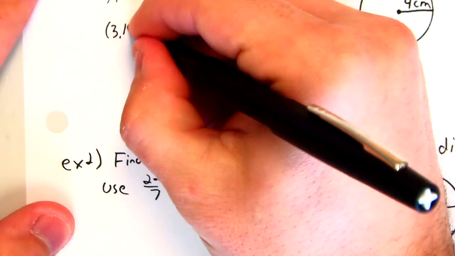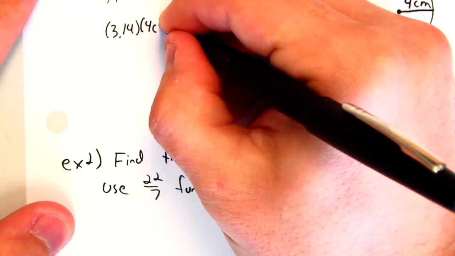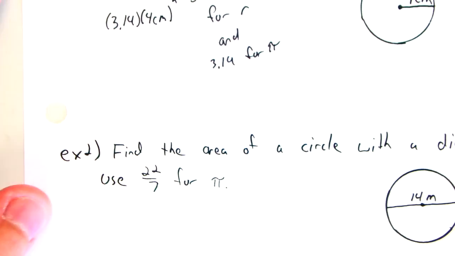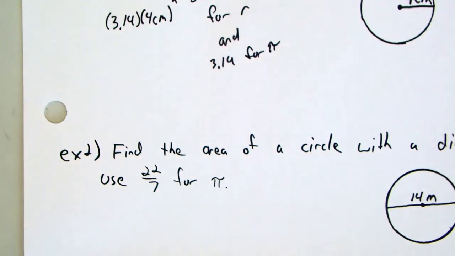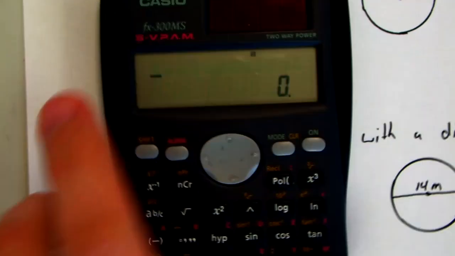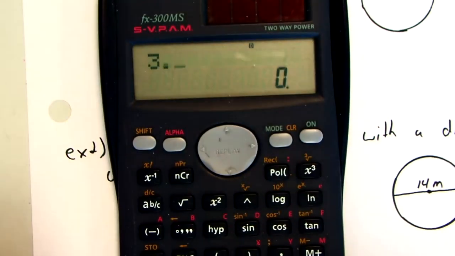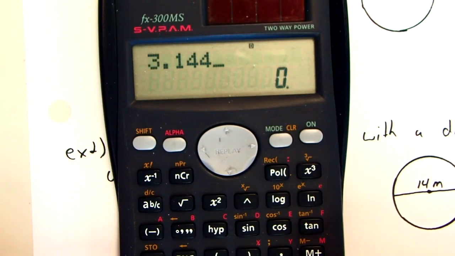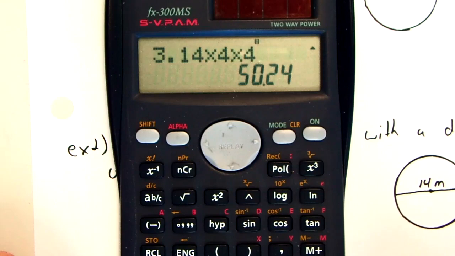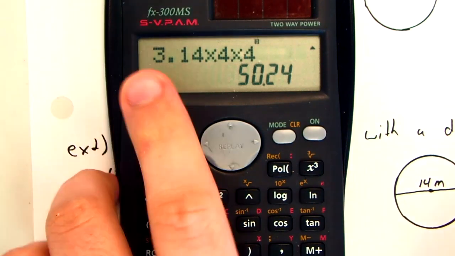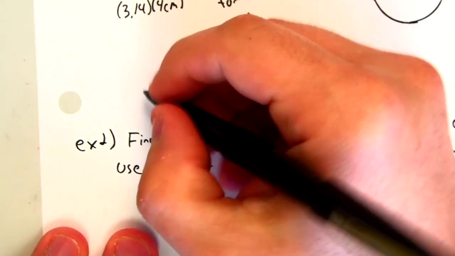So now I have 3.14 times 4 centimeters squared. Now, on a calculator, it's kind of hard to find the square button, and that's okay. But what square really means, oops, go back, is times itself. So we're going to do 4 and another 4. So this number is going to be 50.24.